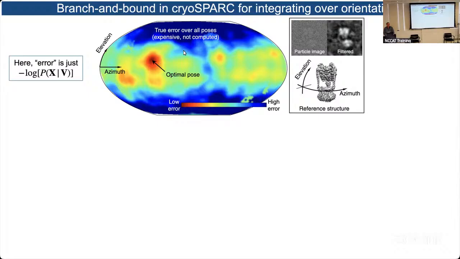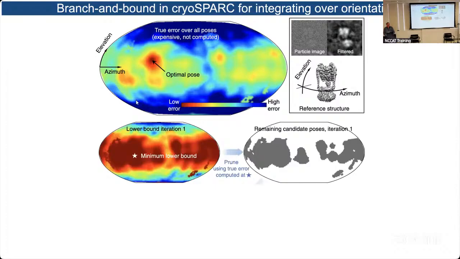This is what you would get if we look at tilt and spin and make a heat map where this is the correct pose, that is the correct spin and tilt of the 3D object.